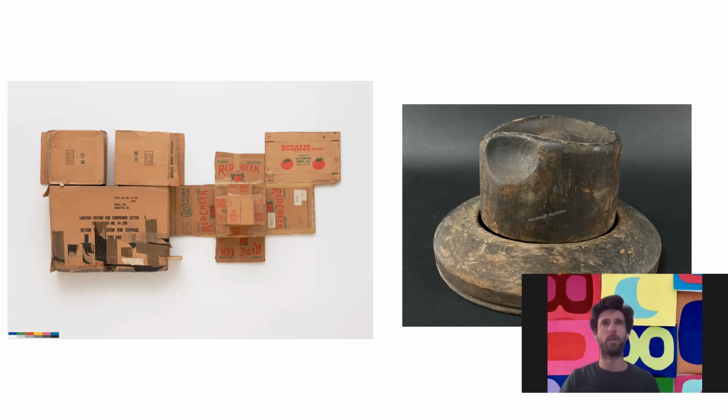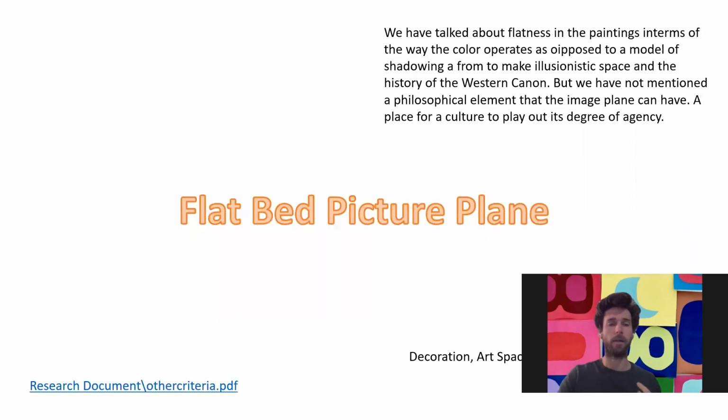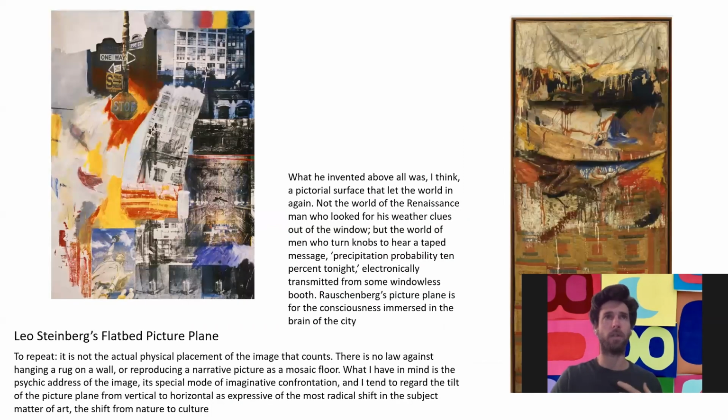And they talk about, in some ways, the idea of the flatbed picture plane. And this was an idea proposed by Steinberg, who I saw speak, an amazing art historian. He wrote it in this article called Other Criteria. And so these are two other examples of Rauschenberg work. The one on the left is far later, I think it's like the 80s, but the bed is the classic Rauschenberg piece.